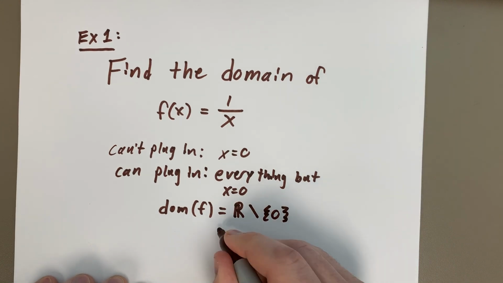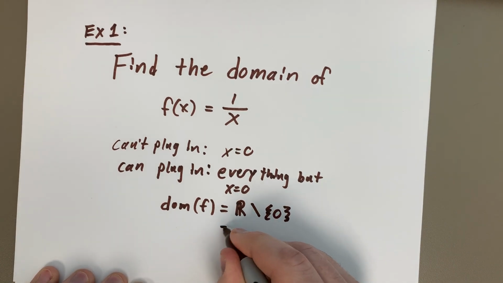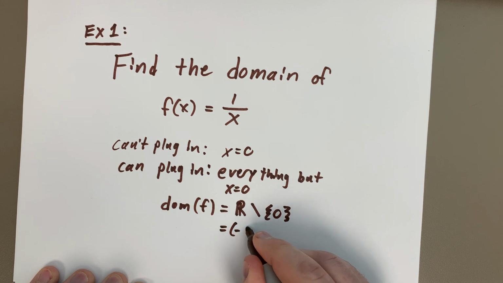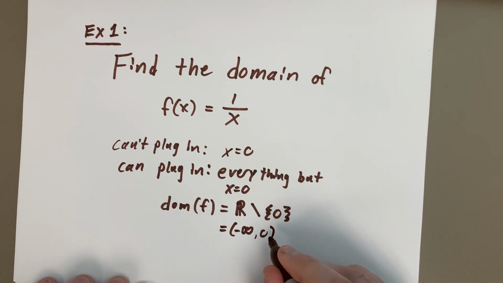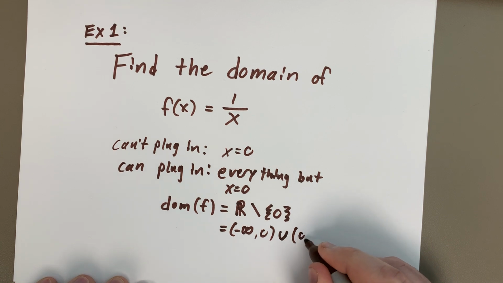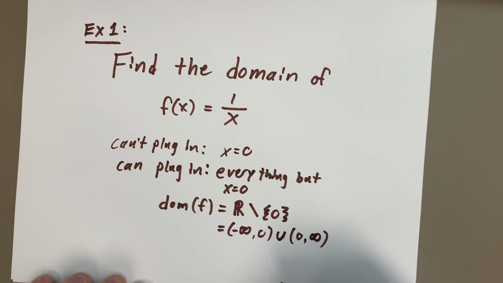Another way of doing this is with interval notation. So how do we do that? Well, I can plug in anything from minus infinity up to 0 with a round bracket because we can't plug in 0, union 0 to infinity. Again with a round bracket. Round brackets mean I can't plug it in. Square brackets, if I were to use a square bracket here, that means I can plug it in.